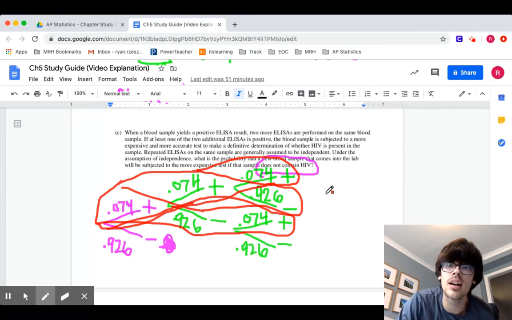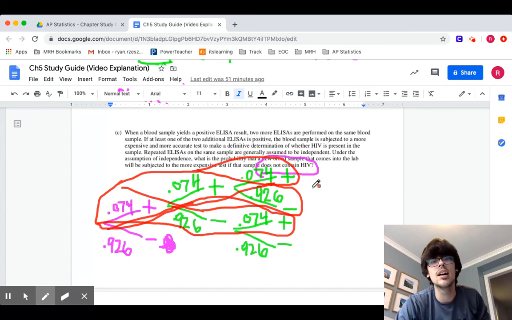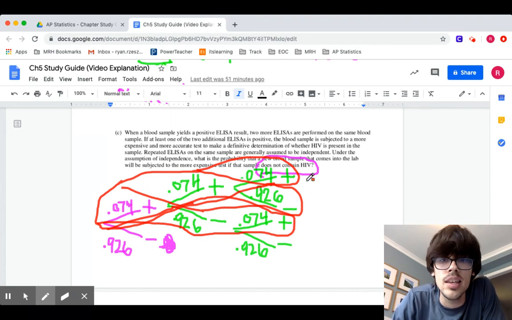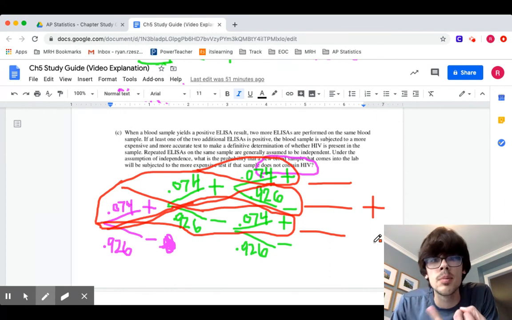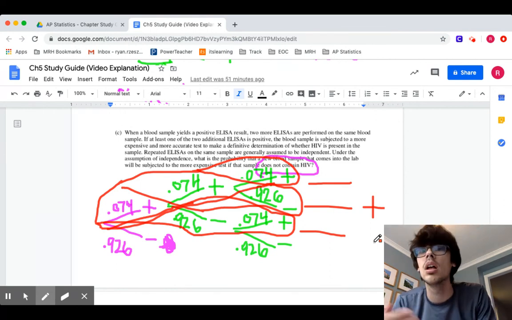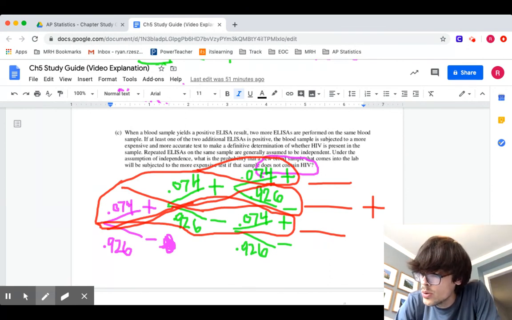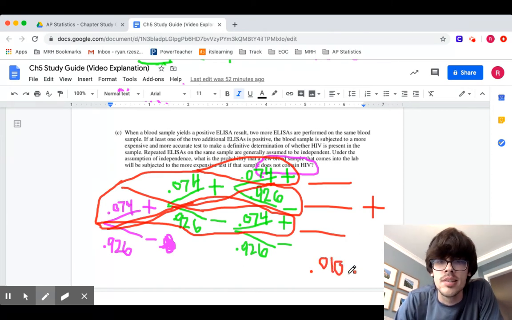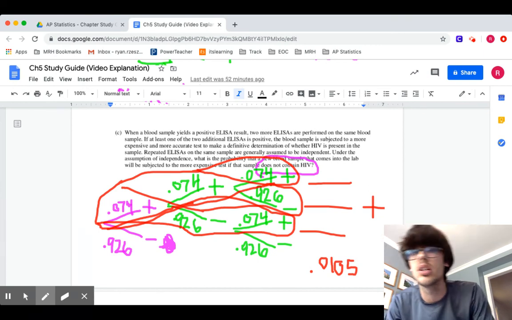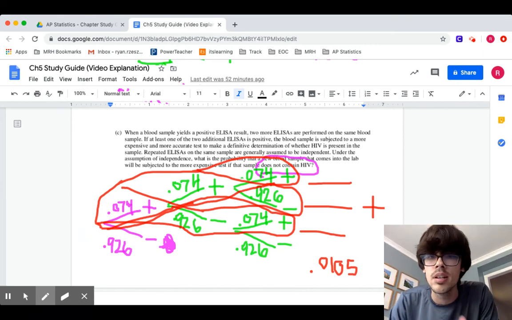So I'm not going to make you guys watch me write this all out on here, but what I would do is multiply each of these paths, boom, boom, boom, and add all 3 of those answers together. If this was your test, show your work: 0.074 times 0.074 times 0.074, plus this, and add them up. If you do that, it's still a really low answer. It's going to be 0.0105. And then you would just write a little sentence in context: the probability that a test without HIV goes to the fancier lab is that.